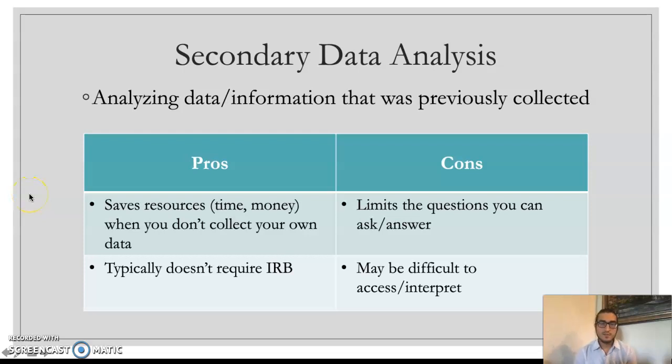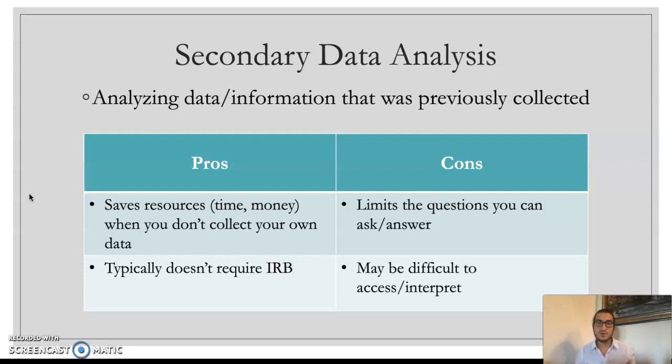One last research method we'll just briefly touch on is secondary data analysis. So this involves analyzing data or information that was previously collected. So we don't always need to collect our own data. If there's other researchers out there that have collected data from a really large sample, maybe a sample that represents the entire United States, for example, that would be very difficult for us as individuals to collect.